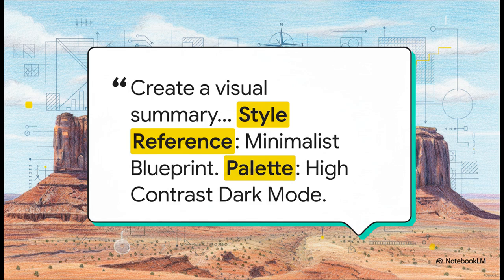You're basically telling the wrapper how to dress up your data. You say things like style reference, minimalist blueprint, and you define a palette. It's all about giving it super clear instructions for the style you want applied to your content.